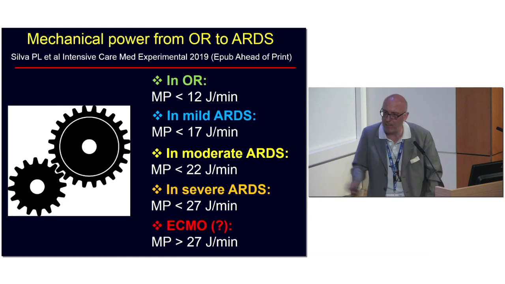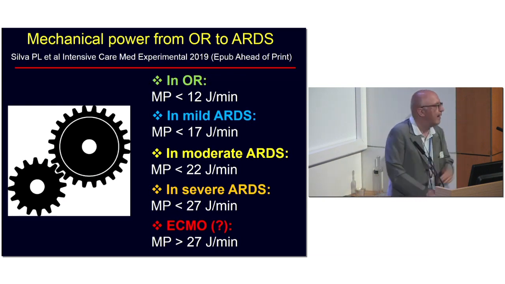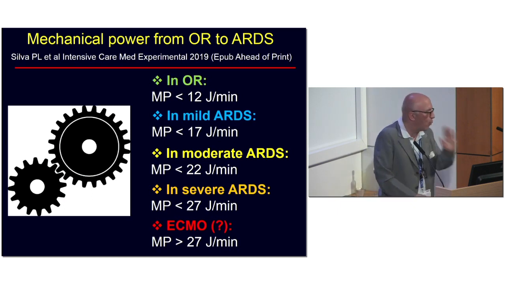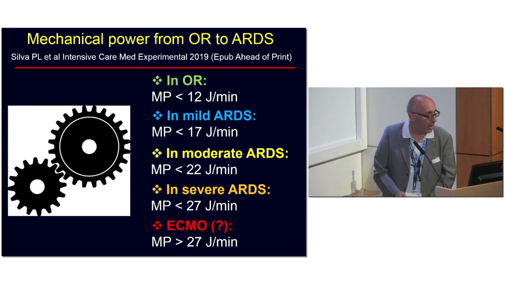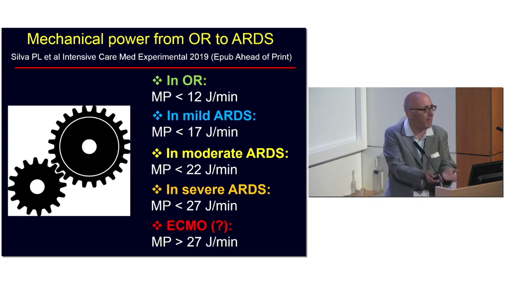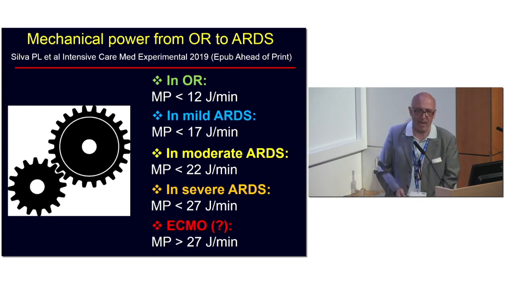And perhaps this might be a very interesting parameter to start to think about ECMO. If joule per minute are more than 27, probably we have to start to think about ECMO. So this is the first message that I wanted to give you today. Of course, these are not randomized data, but it's something new and can give you an overall picture when you are at the bedside on the different components of possible factors inducing ventilator-induced lung injury.